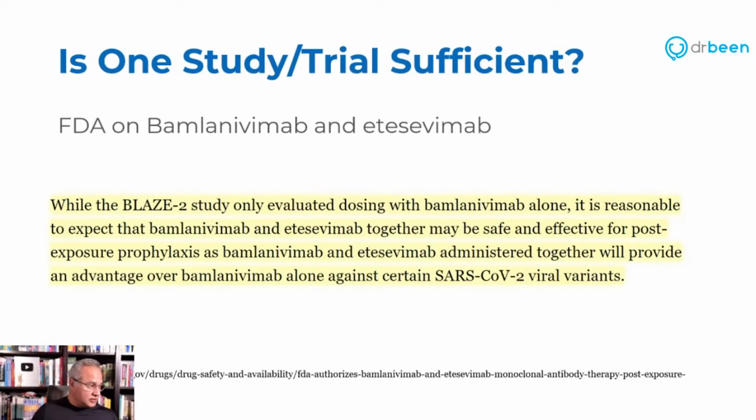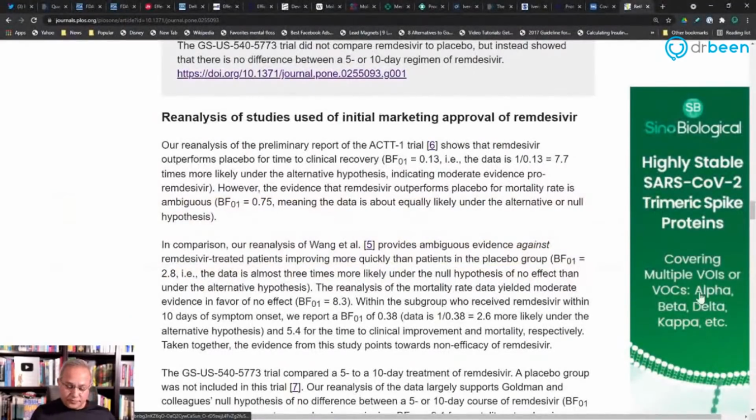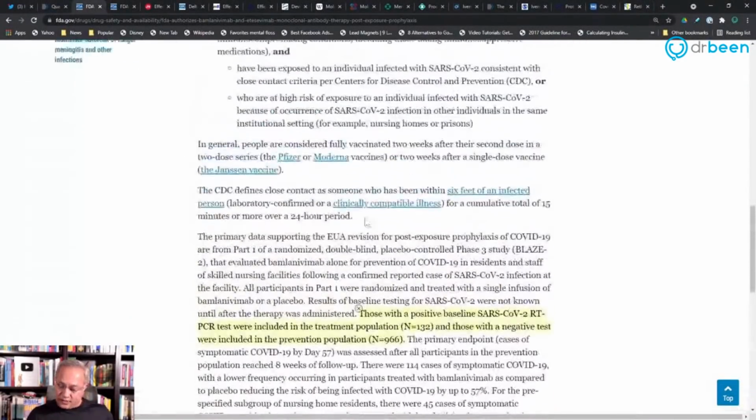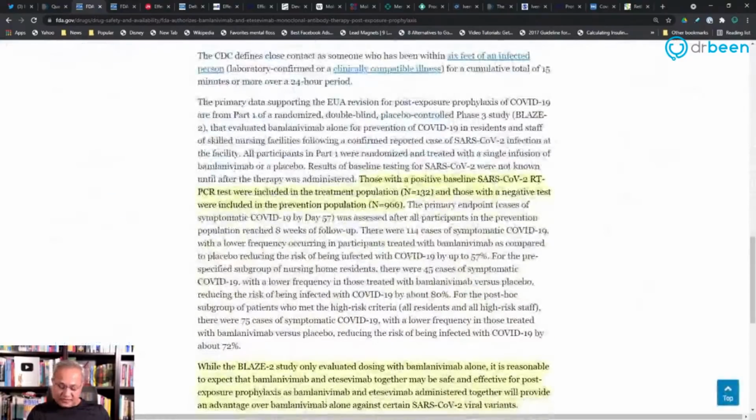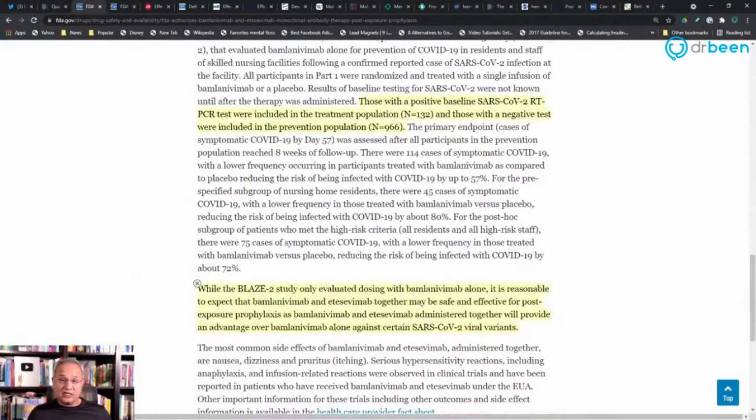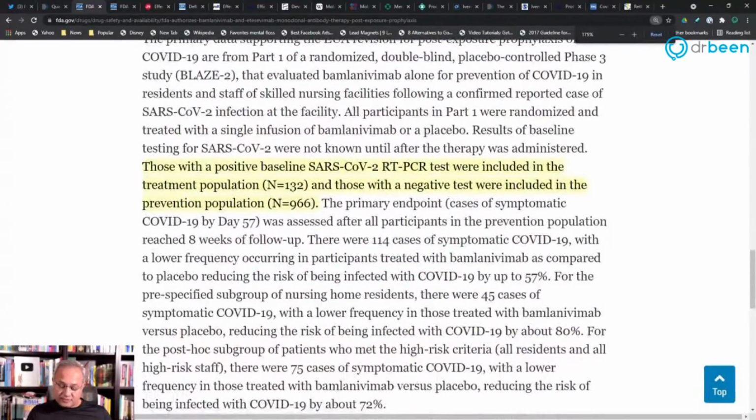And link here. So none of the things that I'm discussing are outside the realm of the data. So this is FDA authorizes Bamlanivimab and Etesevimab monoclonal antibodies therapy. And you can see this is 9/16/2021. And this is the data, the excerpt that I just showed you. And just look at this.